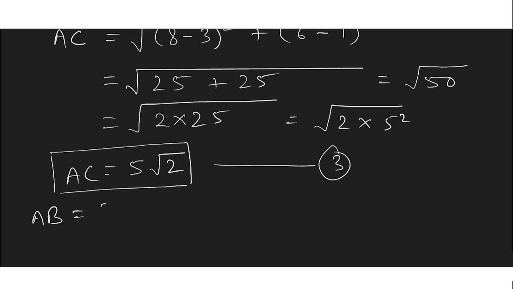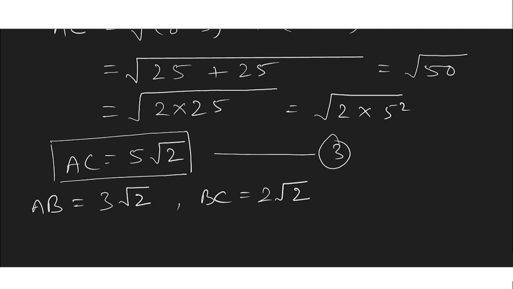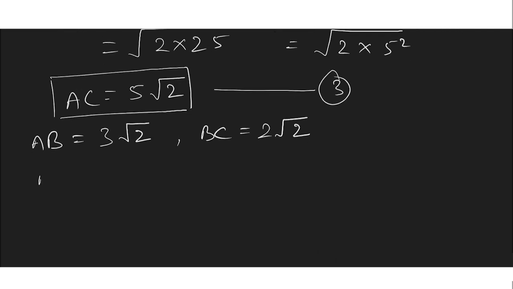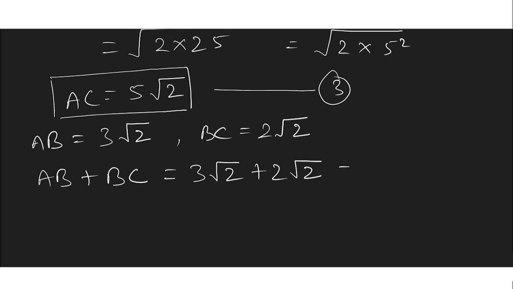Now we found AB was 3 root 2, BC was 2 root 2. So AB plus BC is equal to 3 root 2 plus 2 root 2, which is equal to 5 root 2, right?